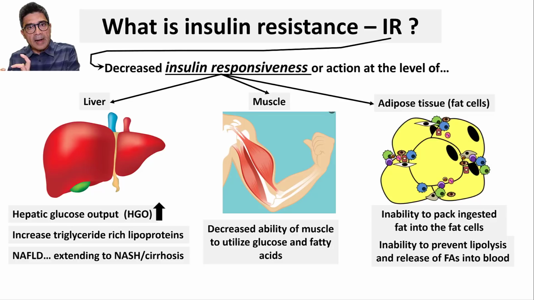The muscles become insulin resistant because they are unable to either use glucose or fat for energy. At the level of our adipose tissue, insulin packs the fat into the fat cells. When somebody is insulin resistant, the fat that you have ingested, you are not able to pack it into the fat cells.